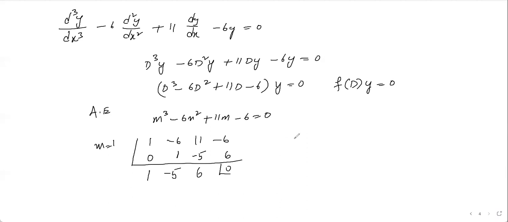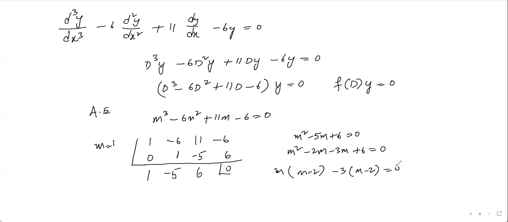So the corresponding quadratic equation, we get as m square minus 5m plus 6 is equal to 0, or m square minus 2m minus 3m plus 6 is equal to 0, or m into m minus 2 minus 3 into m minus 2 is equal to 0, or m minus 3 and m minus 2 is equal to 0. Okay, so we got the roots here as m as 1, 2 and 3.